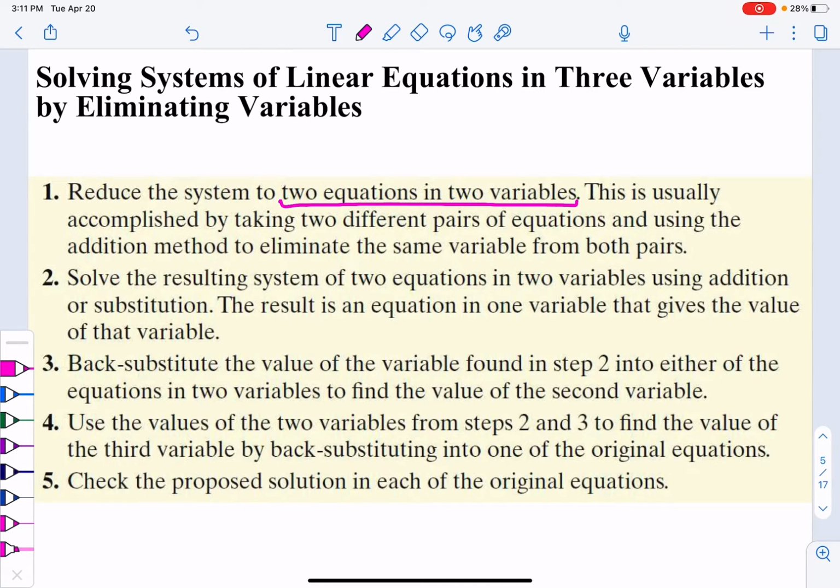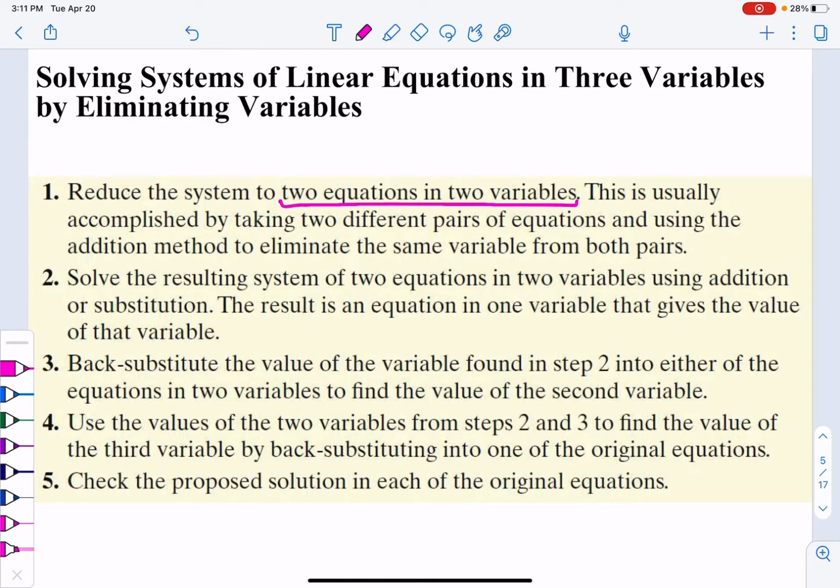Step 3, we're going to back substitute the value of the variable found in step 2 into either of the equations in two variables to find the value of the second variable. And that's going to give us 2 of our 3 answers. So for step 4, use the values of the two variables from steps 2 and 3 to find the value of the third variable by back substituting into one of the original equations.